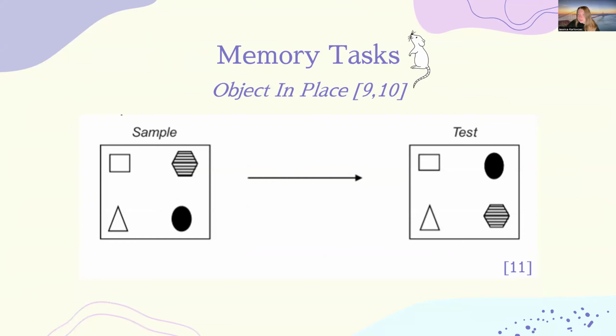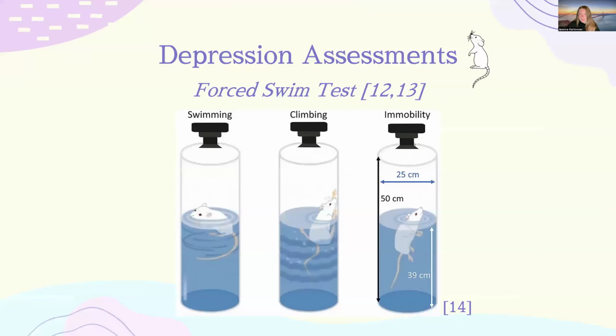And here we have the object in place task. This task is again similar to the last two that we just discussed, but here during the training phase, there are a number of objects present, and during the testing phase, the location of a few objects will be switched. The researchers here will be studying whether the animal detects this object location swap.